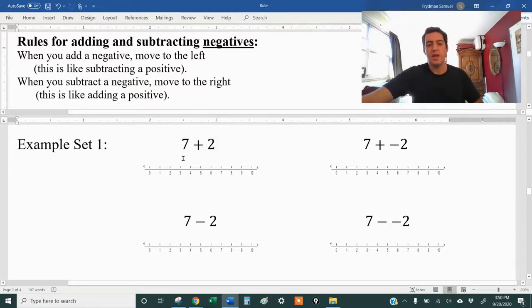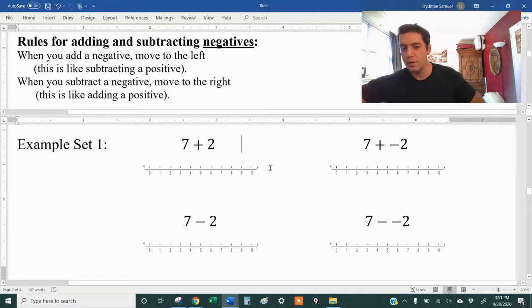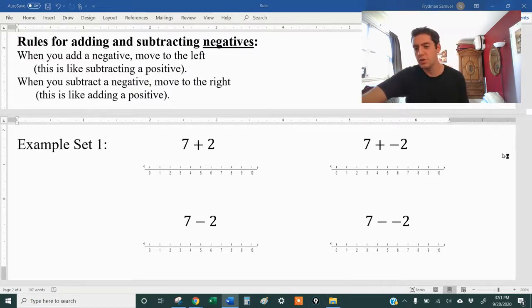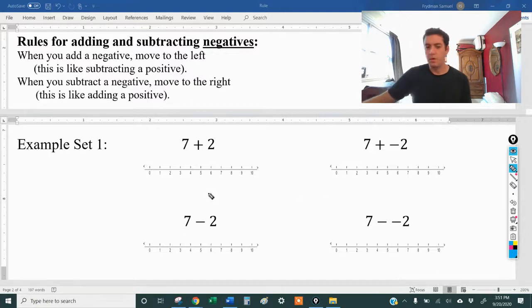So this first example, we have simply 7 plus 2. So this 2 over here is a positive 2, just like we've been doing. So this is going to be very familiar for you. So we're just going to put a dot on the first number, 7. And then we are going to move to the right 2 spaces. 1, 2. So 7 plus 2 is 9. No big surprise there, right?